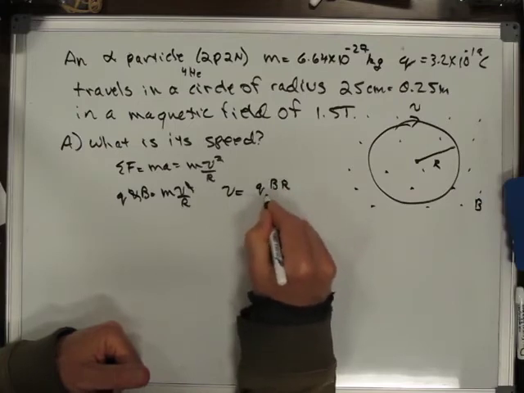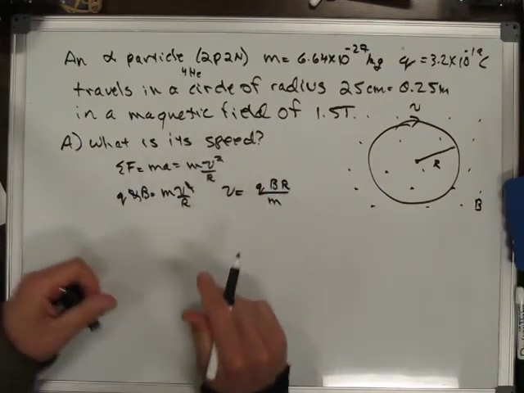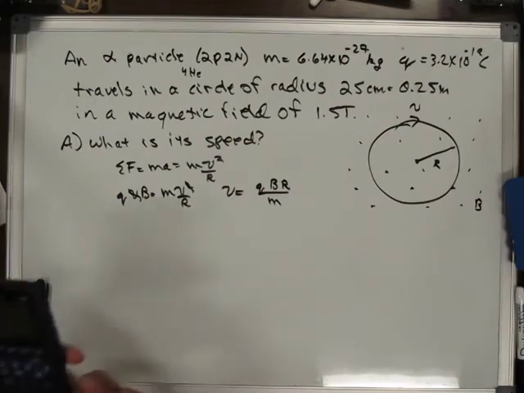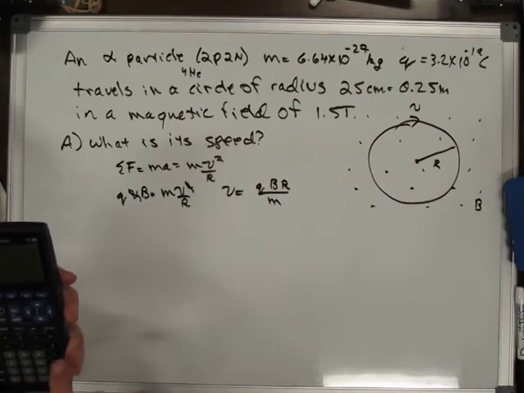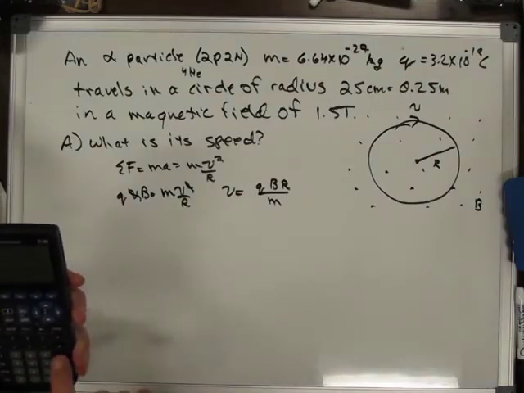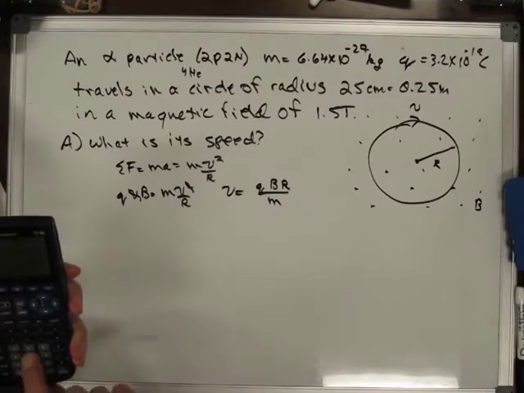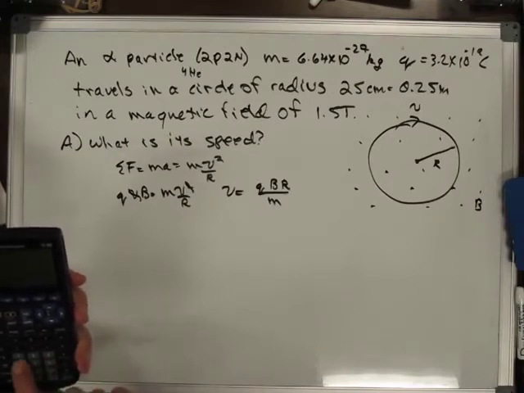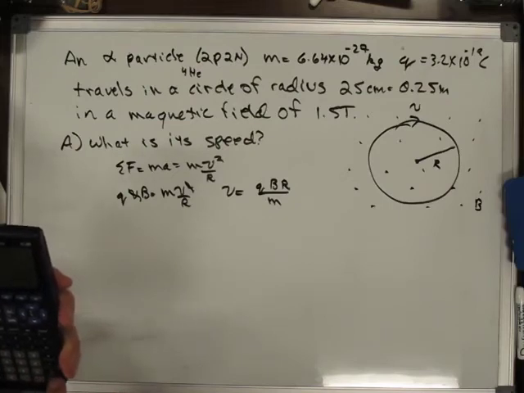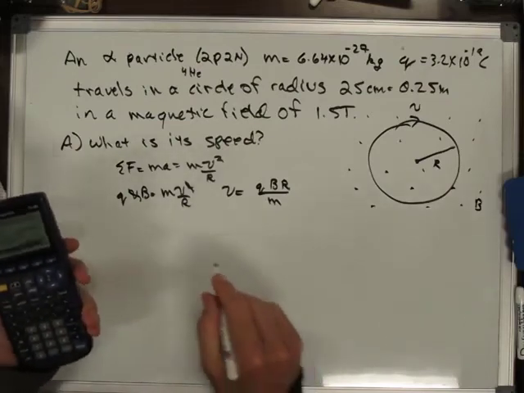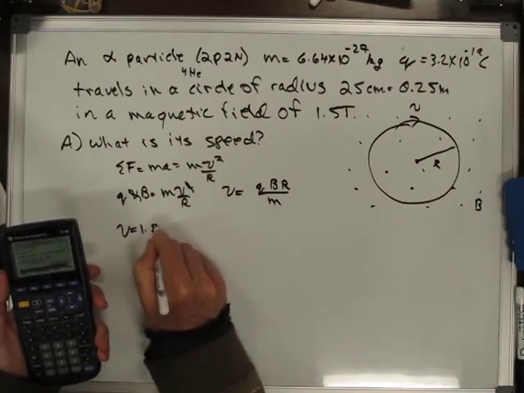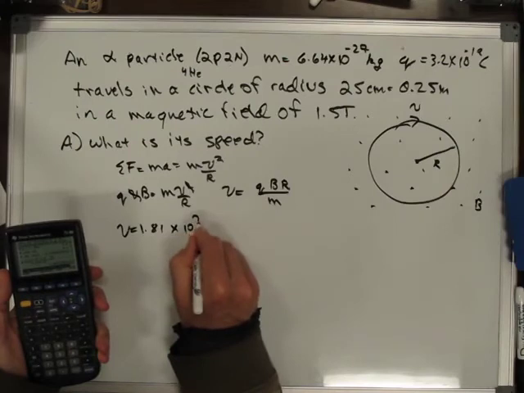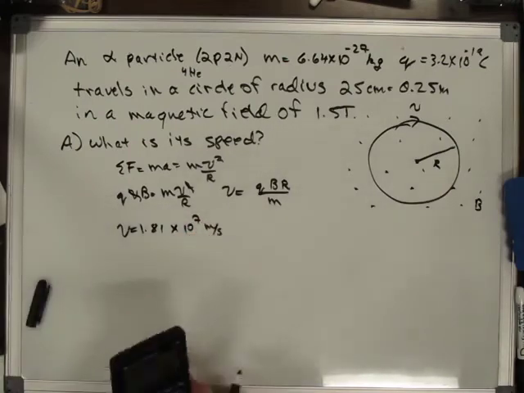QBR divided by the mass. And so we just have to multiply that out. It's 3.2 times 10 to the minus 19th times 1.5 times 0.25 divided by 6.64 times 10 to the minus 27. And I get V is equal to 1.81 times 10 to the 7th meters per second. So a significant fraction of the speed of light.